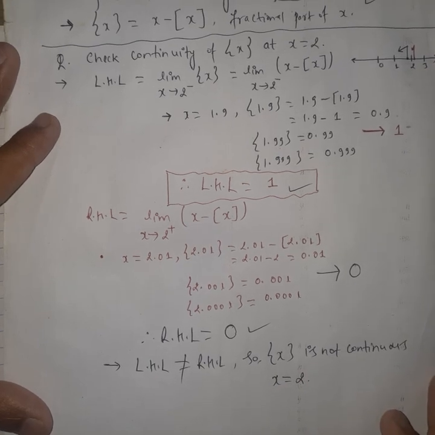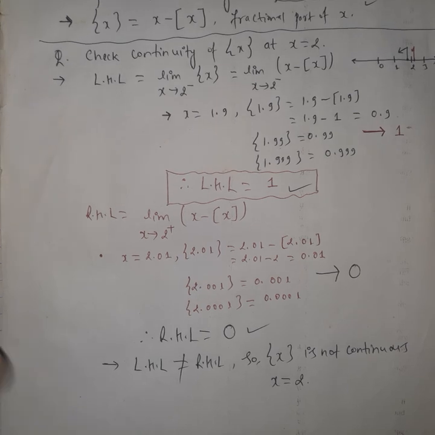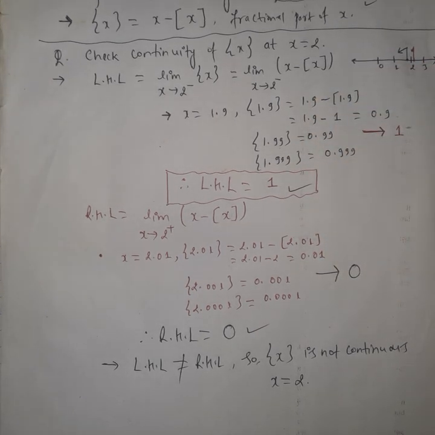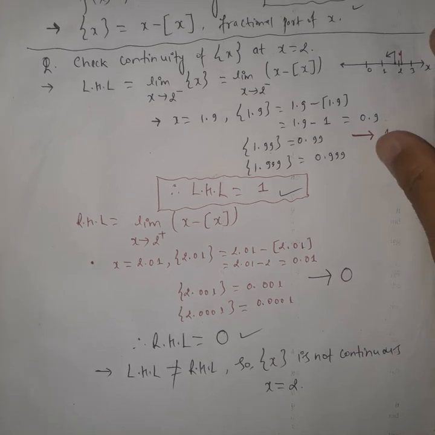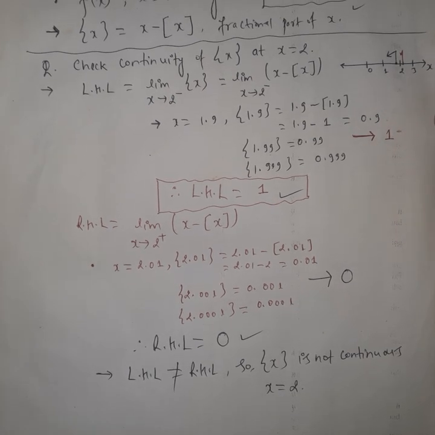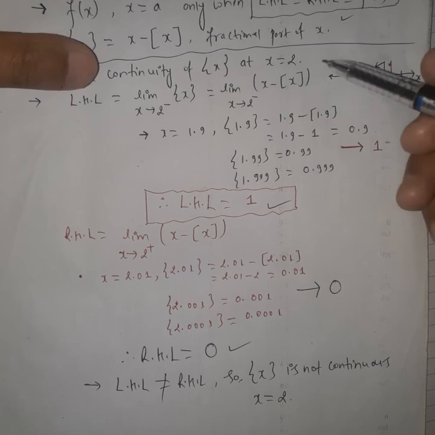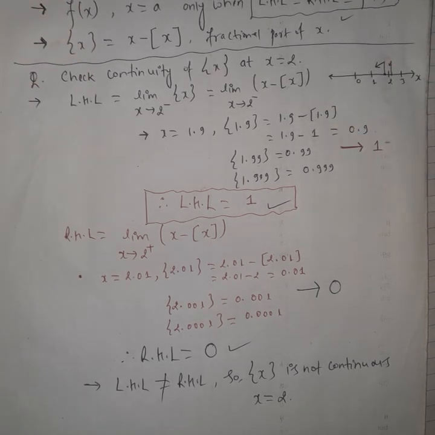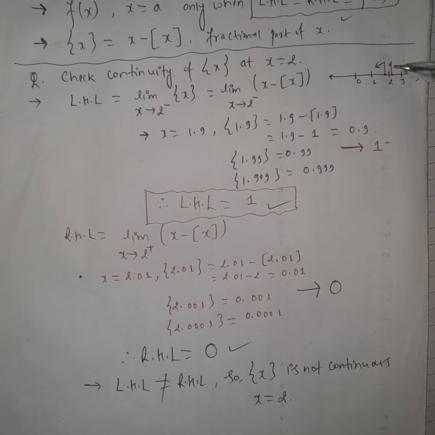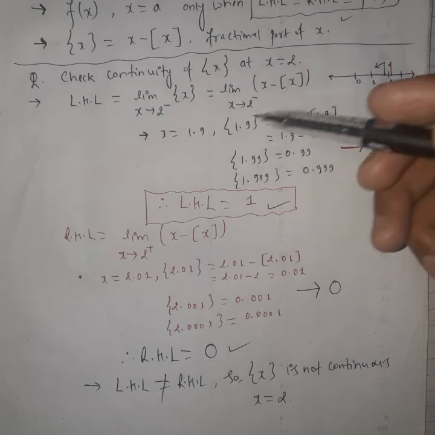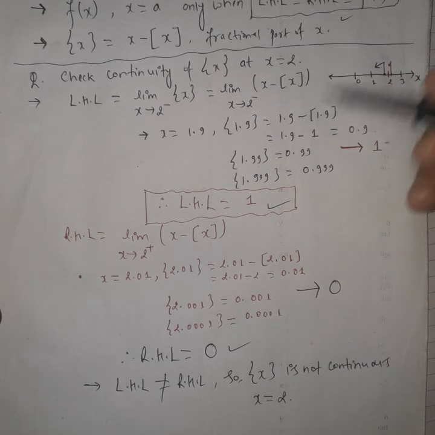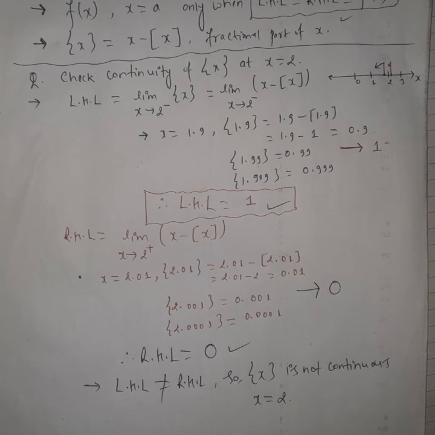Here we calculated the continuity of the fractional part function at a specified point x equals 2. This is very easy. Here we use the basic concepts of both the greatest integer function and the fractional part function to calculate its limiting value as well as the functional value.